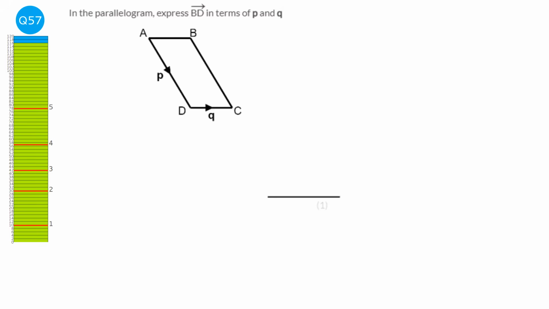So we're asked to go from B to D. So we're starting at B and going to D. Now we've got a problem here. With B, there are no roads out that we know the name of. We don't know the name of this, we don't know the name of that.